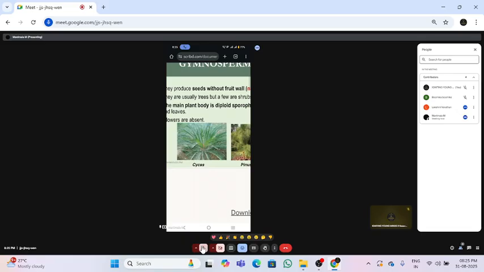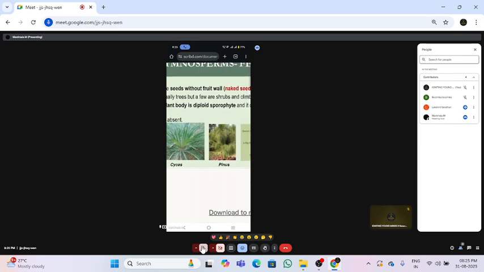Yes. So next one was about habitat and habit. Okay, habitat. Gymnosperms, if we see, they are xerophytic. What do you mean by xerophytic? Hydrophytes means water living. Xerophytic means desert. Okay, correct.